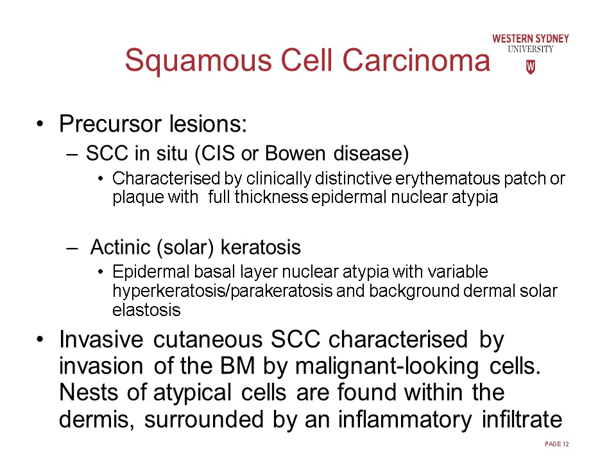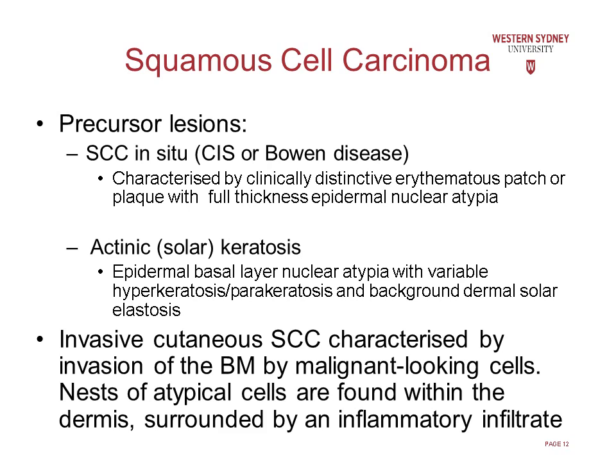The other precursor lesion is the actinic or solar keratosis, which involves only nuclear atypia in the epidermal basal layer. There's often variable hyperkeratosis or parakeratosis, and there's usually evidence of dermal solar damage or elastosis. In contrast with Bowen disease, it's usually found in sun-exposed skin.